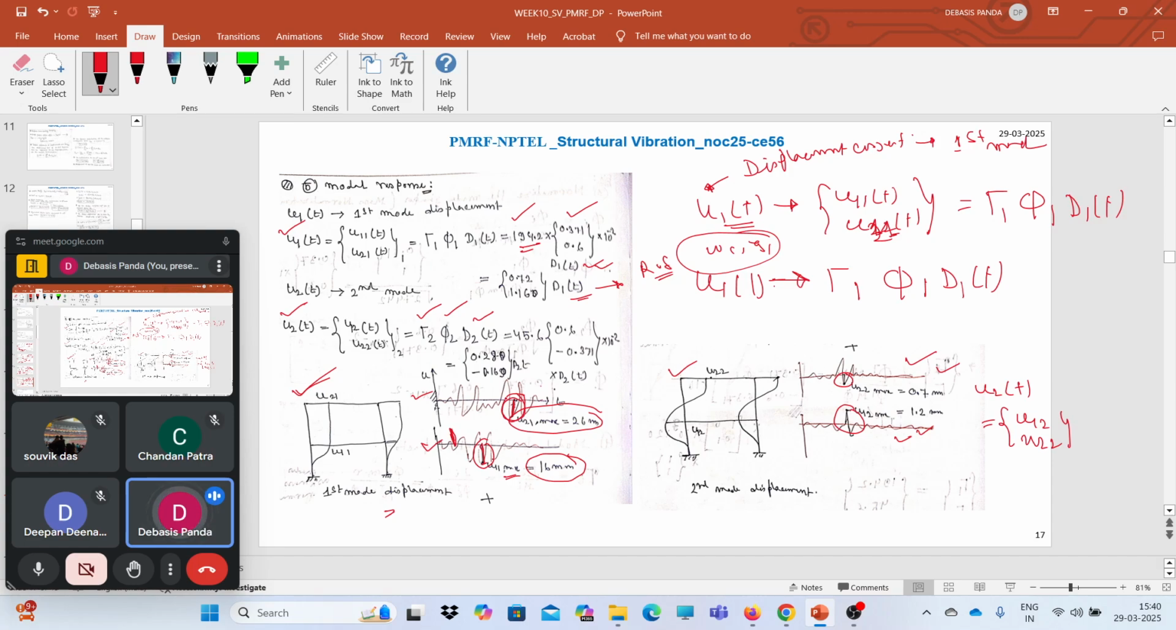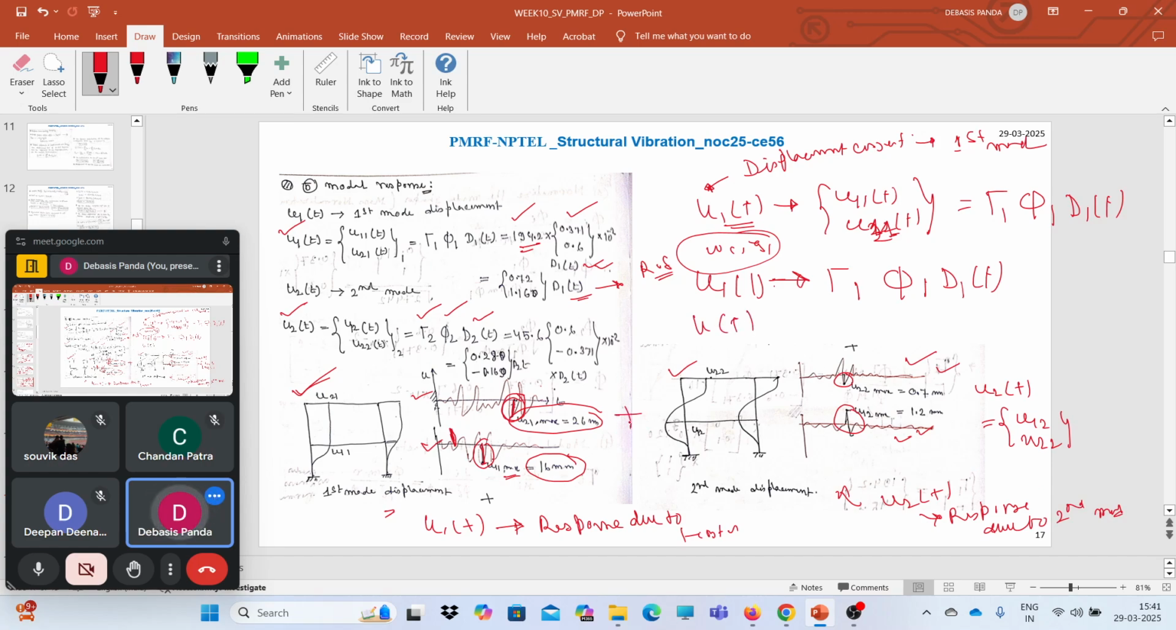So it might be in different time step, might be in different algebraic sign. So what will be the total response? We have already calculated u1 of t, the response due to the first mode, and here we have calculated u2 of t, the response due to the second mode.